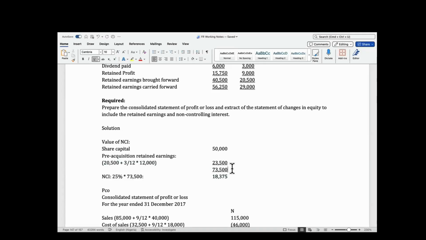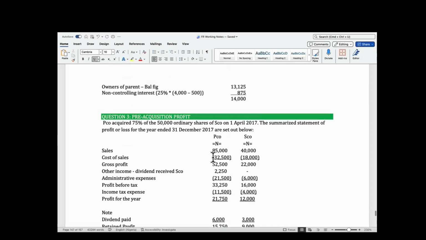Okay, thank you, sir. How do you know that it's going to be 25%? Is it because they told us the remaining, that they own 75%, or what? Yes. Okay.